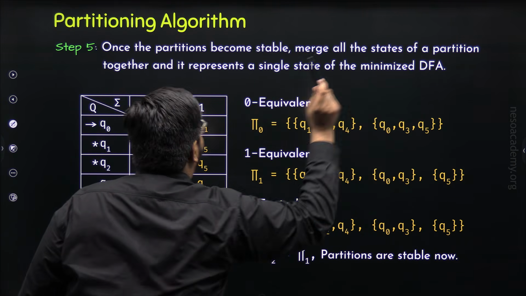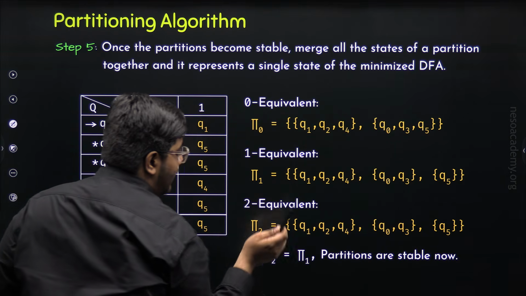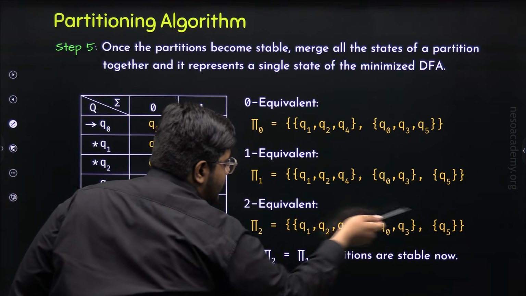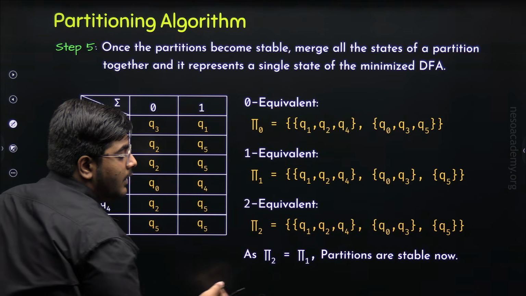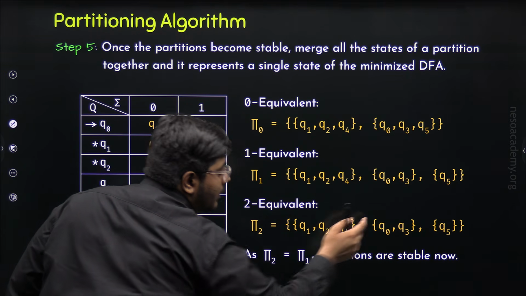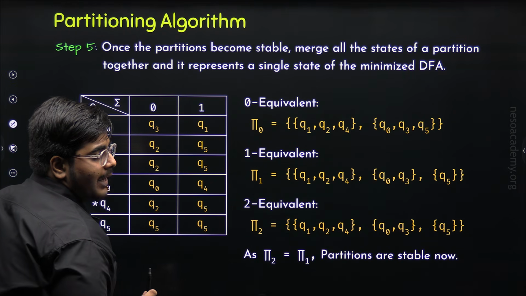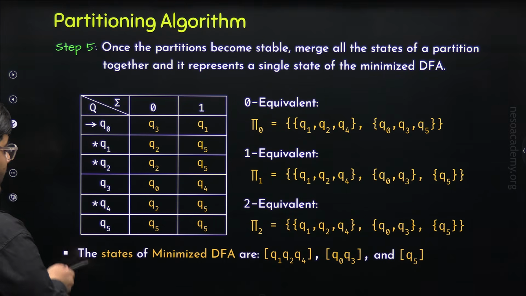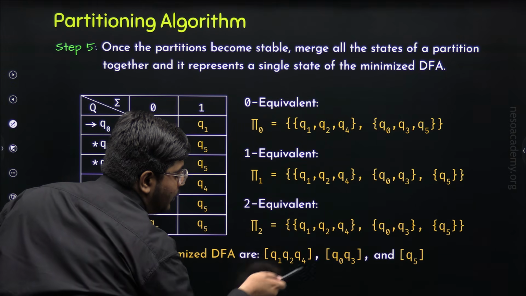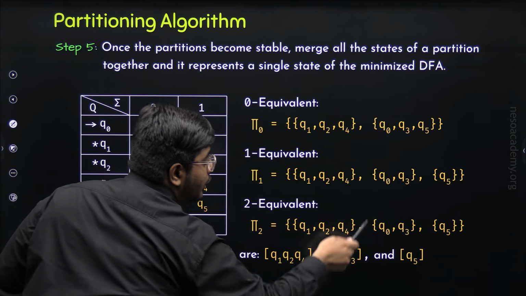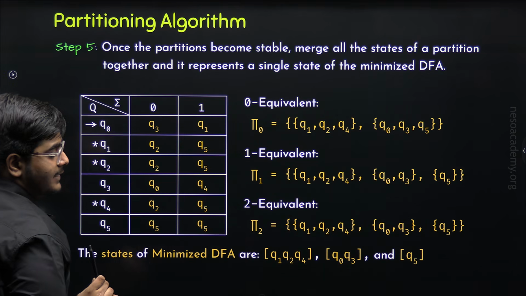Merge all the states of a partition together and it represents a single state of the minimized DFA. That means these 3 states will be combined together to form the one single state of the DFA. These 2 states will be combined together to form the second state of the DFA, and this will be the third state of our minimized DFA. Finally, we can say the states of minimized DFA are Q1, Q2, Q4 combined together as Q1, Q2, Q4, Q0, Q3 as combined together, and Q5 as the third state of our minimized DFA.